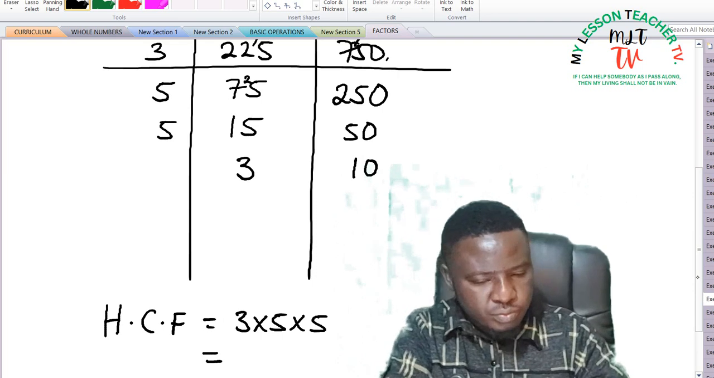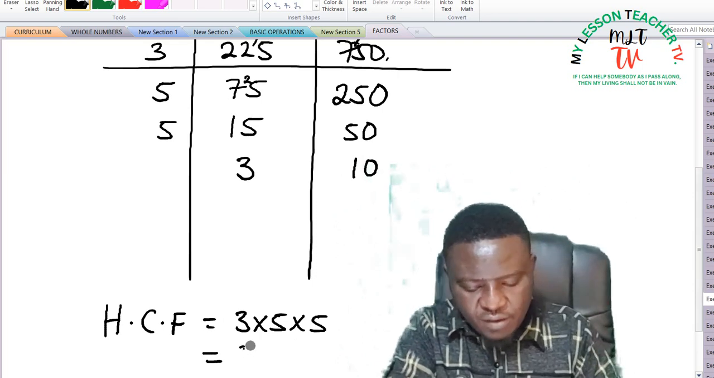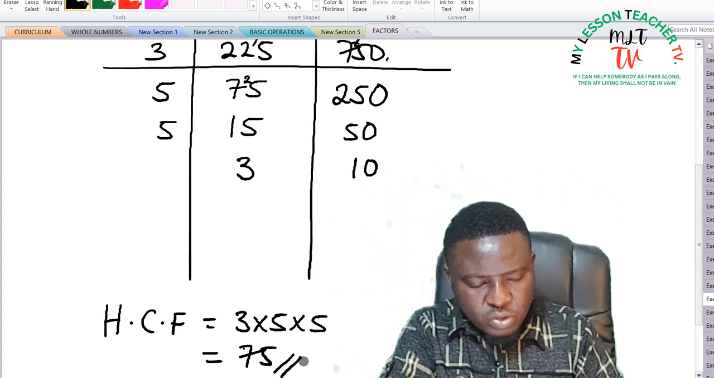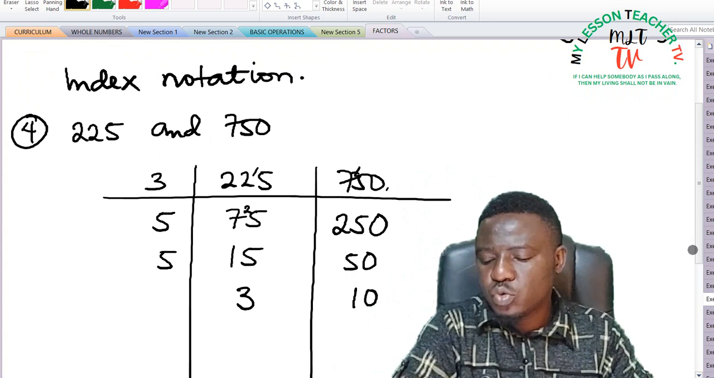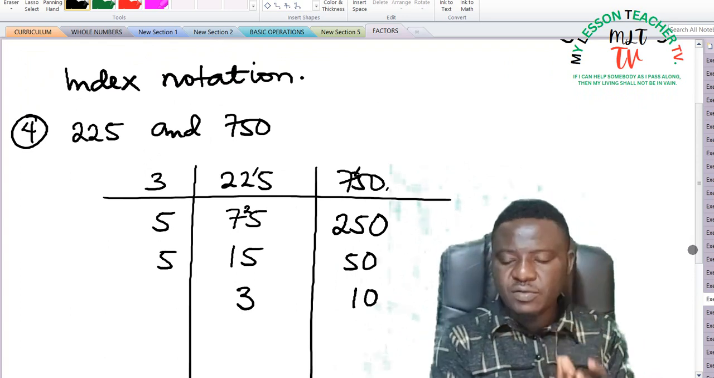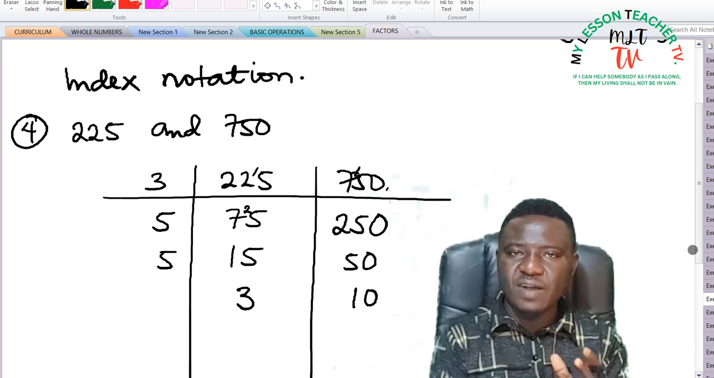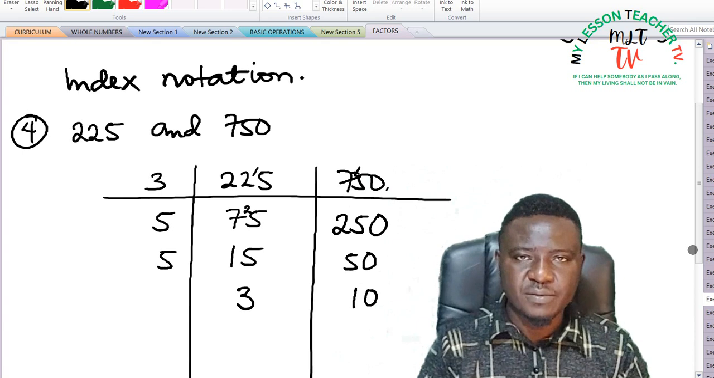This is equal to 3 times 5 is 15. 15 times 5 is 75. So 75 is the highest common factor between 225 and 750, meaning 75 is the highest factor that can divide 225 and 750.